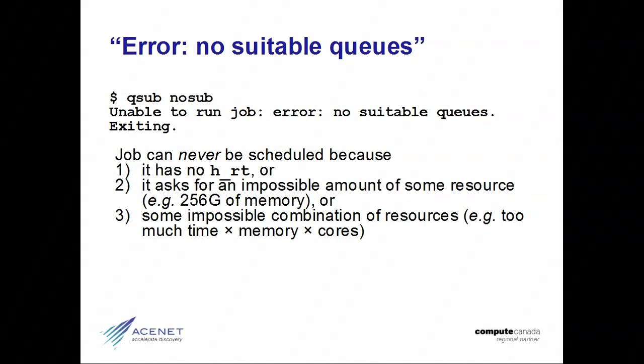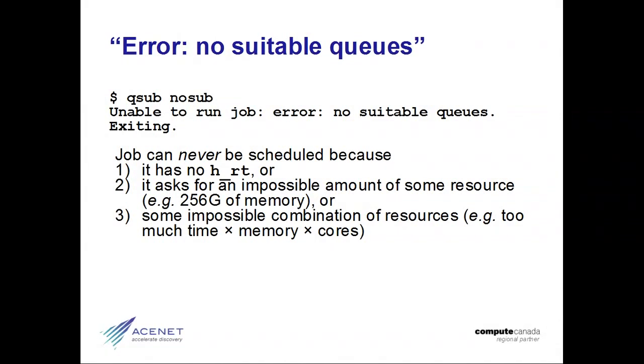We don't have any clusters with 6,000 CPU cores. So if you ask for a parallel environment with 6,000 slots, it'll say no suitable queues. More typically, and perhaps more subtly, you may be asking for some impossible combination. So maybe we've got 1,000 cores in this cluster, and maybe we've got some 128 gigabyte machines, but we don't have 1,000 cores that all have 128 gigabytes per core. Actually, we certainly don't. I can guarantee we don't.